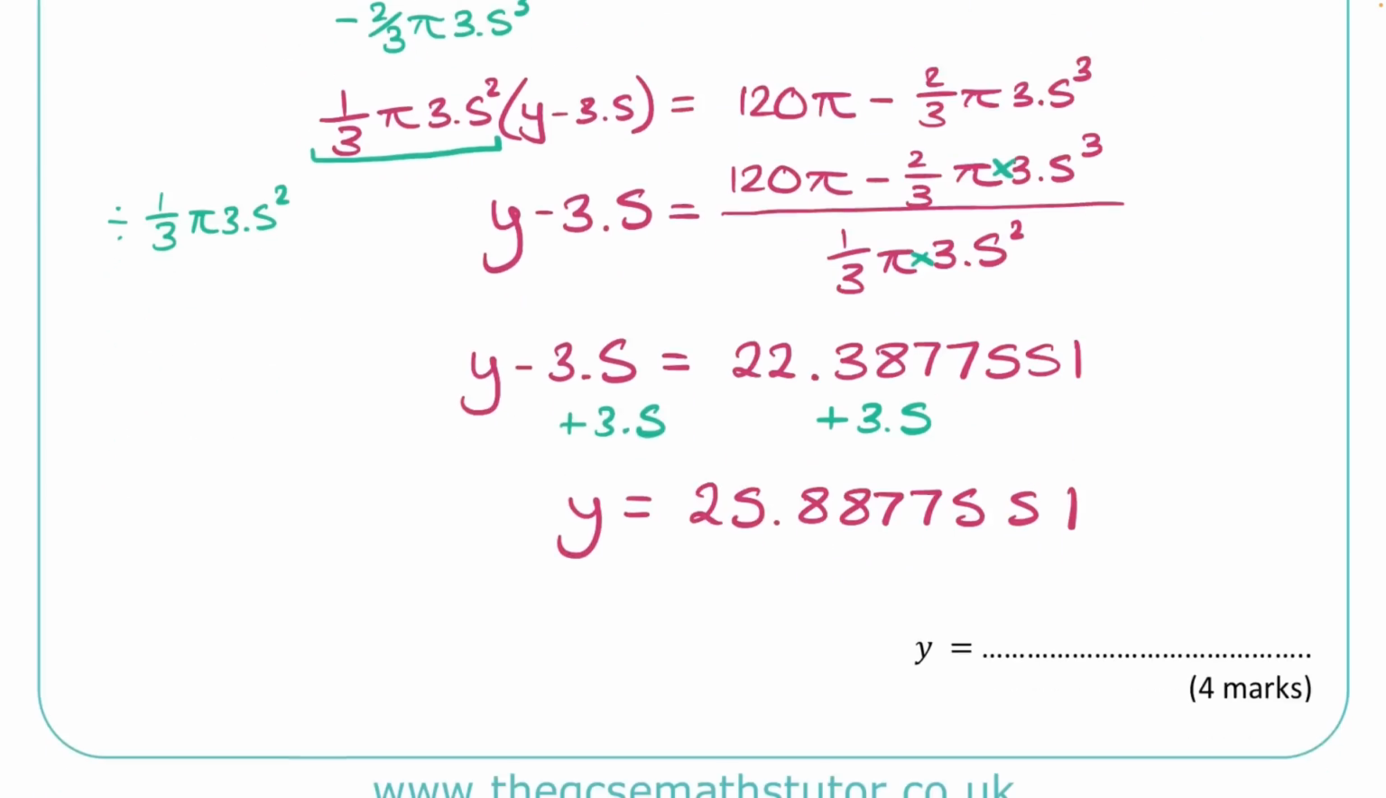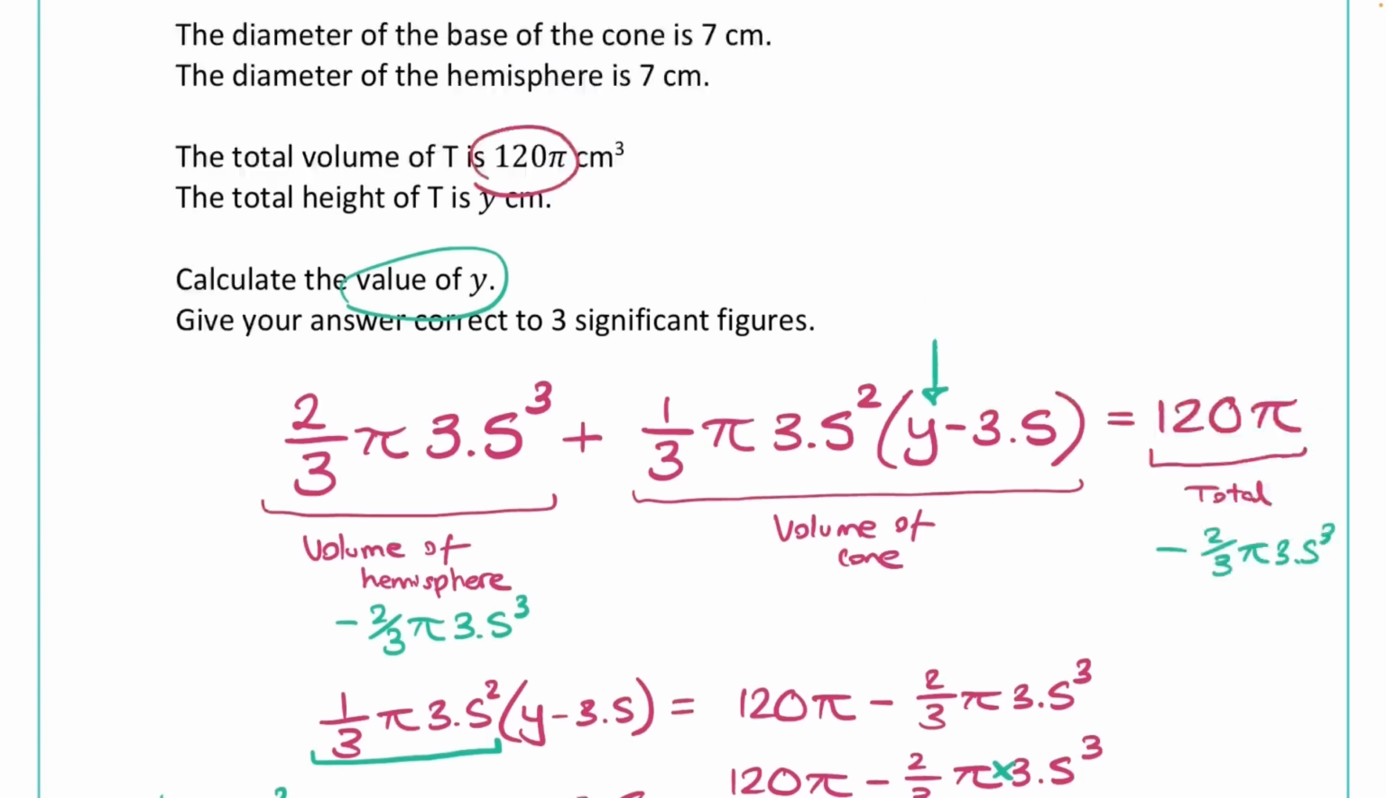off, rounding it to 3 significant figures, which is 258, so chopping it after the 8, so y is equal to 25.9. And there we go, that's my final answer there. That might be one that you want to have another look at.